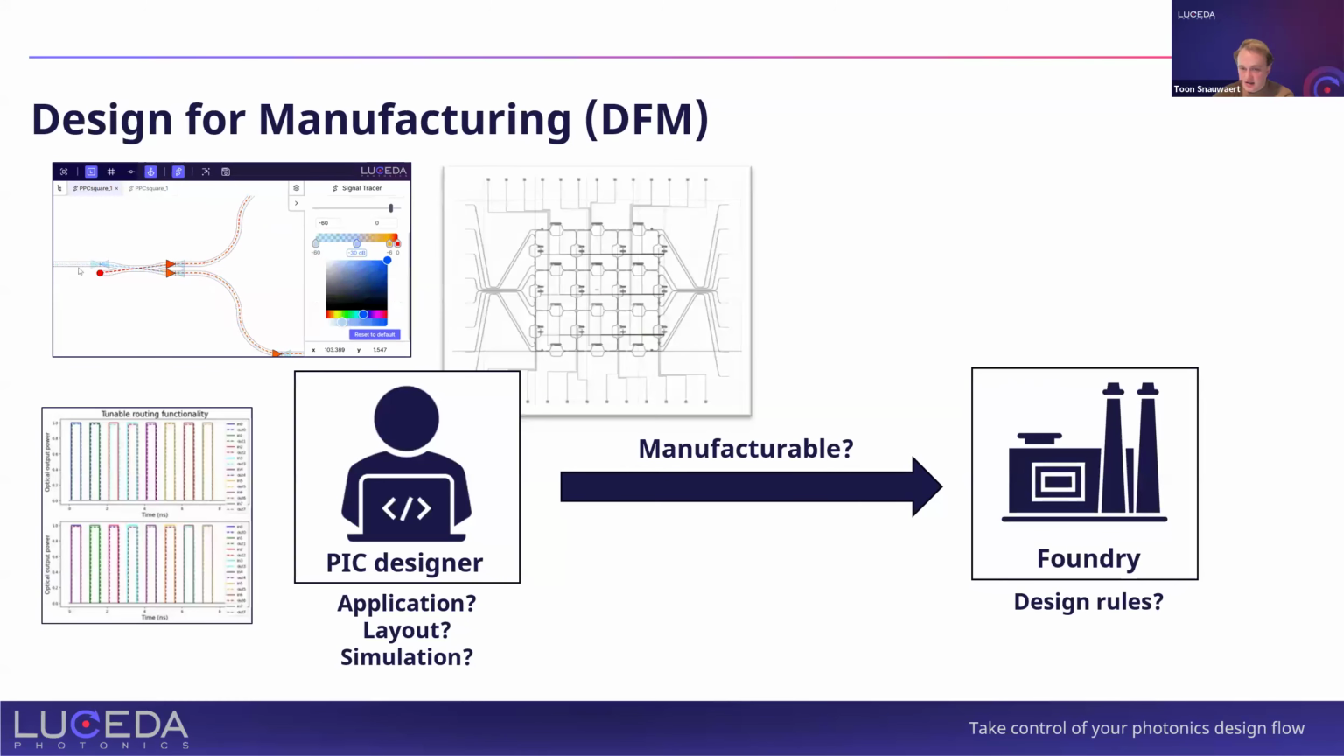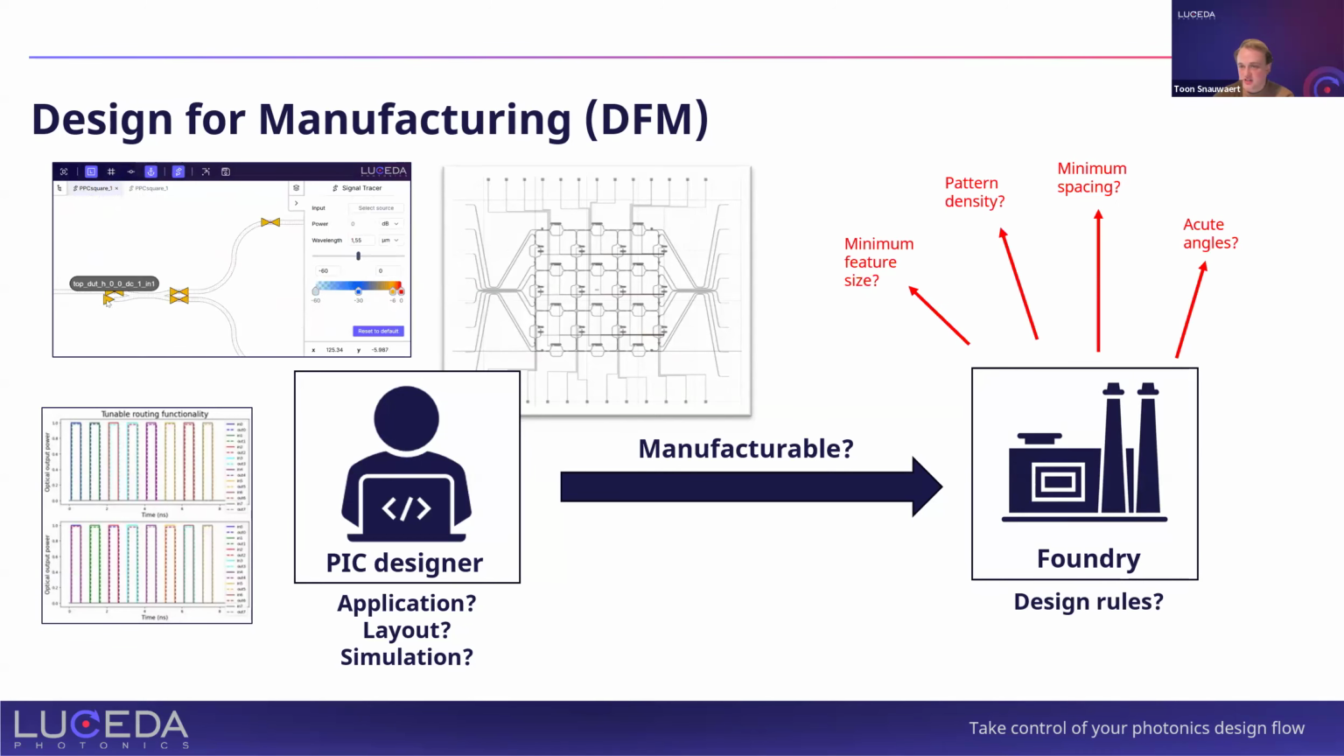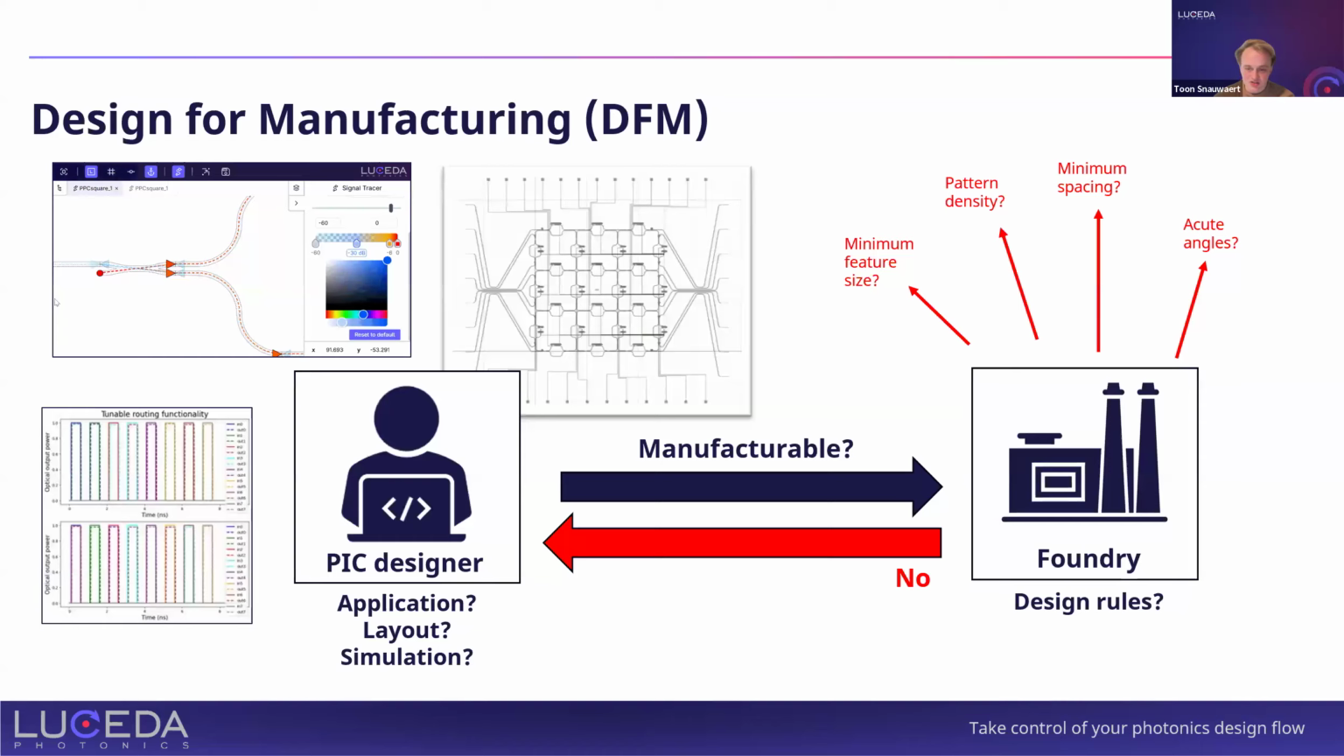And for that, the circuit needs to comply to a few design rules. And these design rules are rules about the minimum feature size, about the pattern density, the spacing between waveguides and angles, and so on. And the foundry concludes that there's still a lot to be changed before it can actually manufacture it. So it sends a lot of questions. Can you change this? Can you change that?